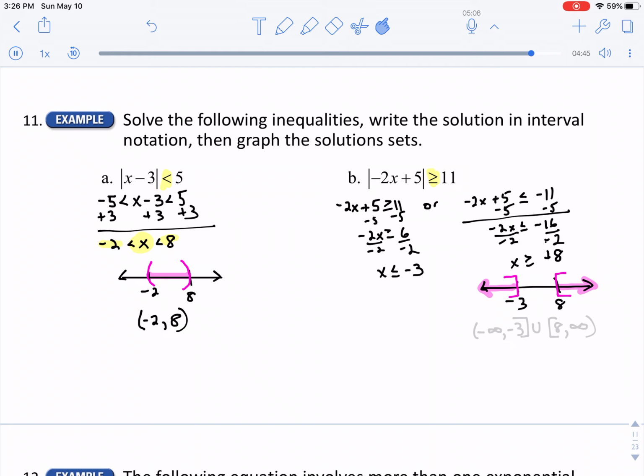And now we need the interval notation. How far left does this pink line go? It goes to negative infinity. It stops at negative 3, bracket, union, picks back up at 8 and goes through infinity, and there's your interval notation.